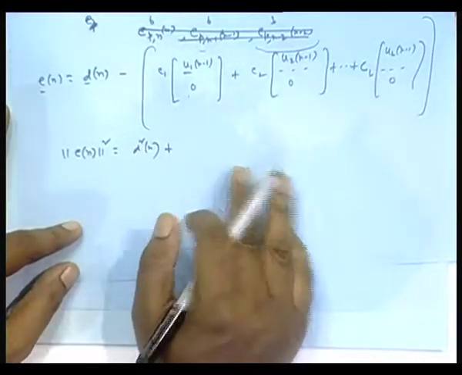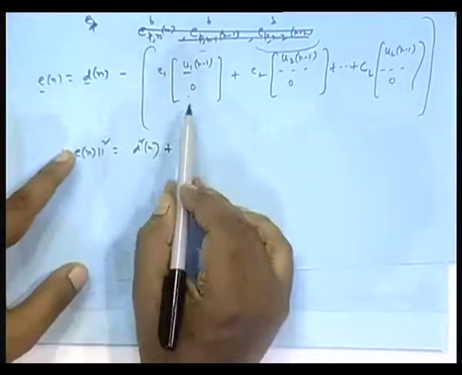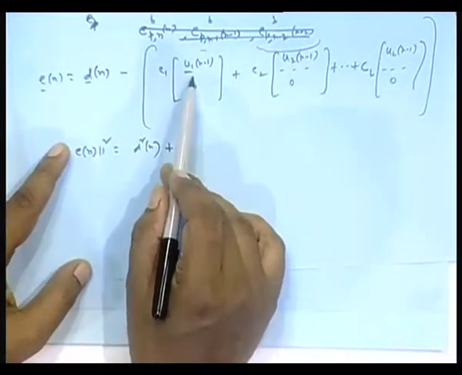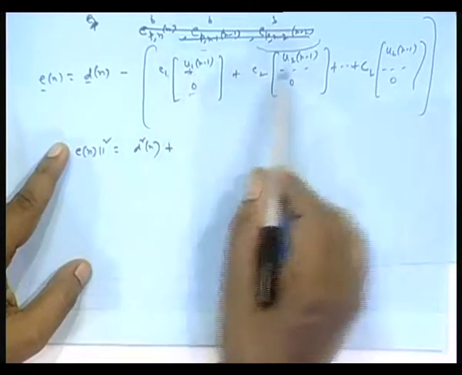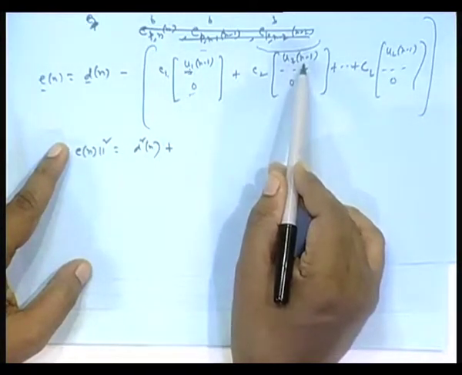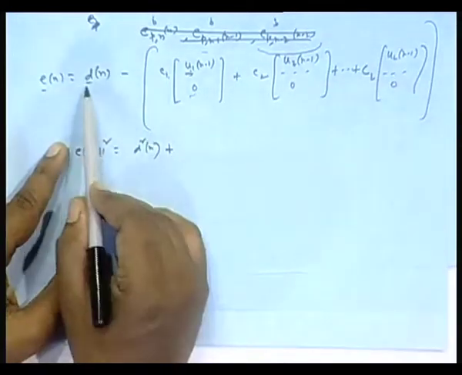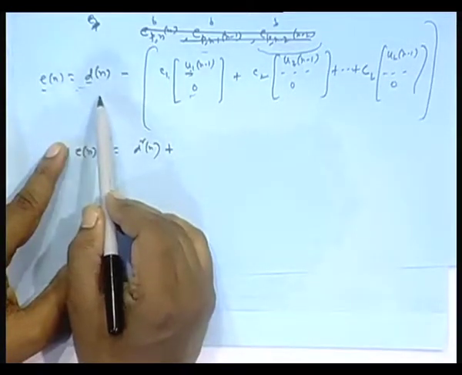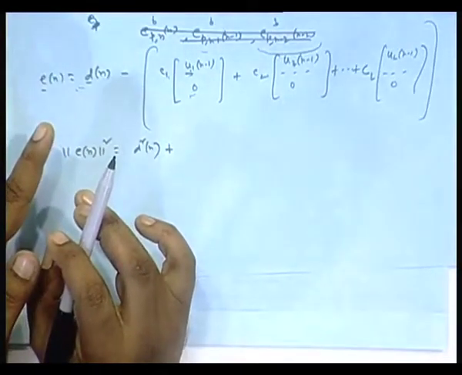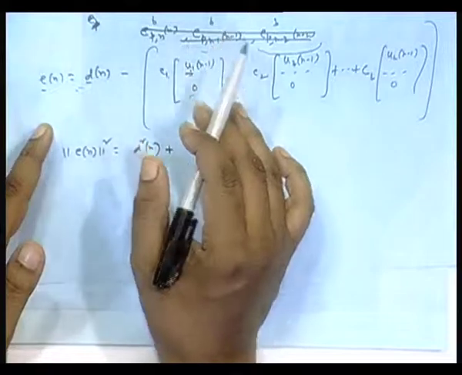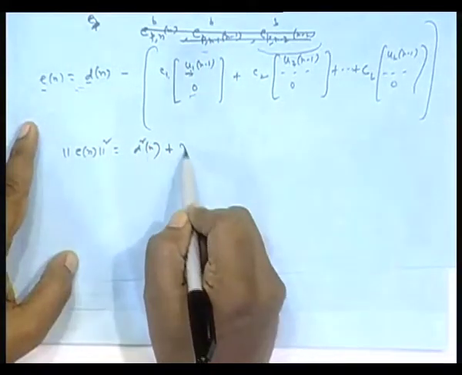Now, I will write compactly using your intelligence. Just imagine the last but one component. C1 times the last component of u1 at n minus 1, C2 times the last component of u2 at n minus 1, and so on. Subtract that from d n minus 1, that error squared, multiplied by lambda. The previous one is also multiplied by lambda squared. You take lambda common.